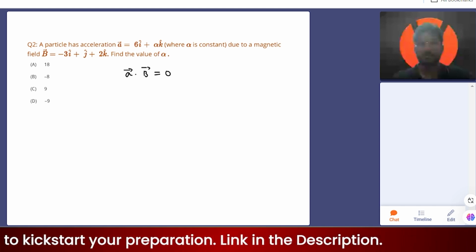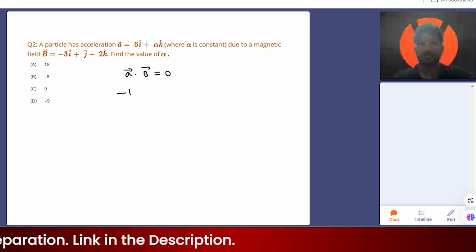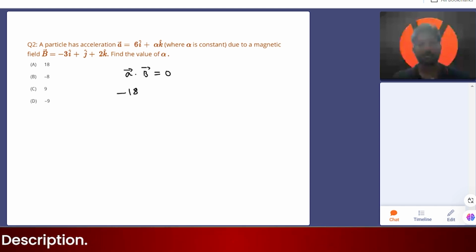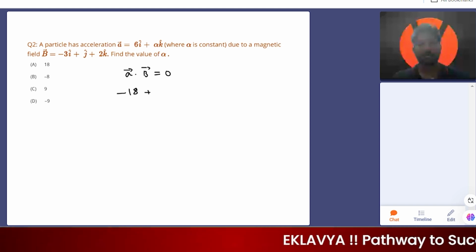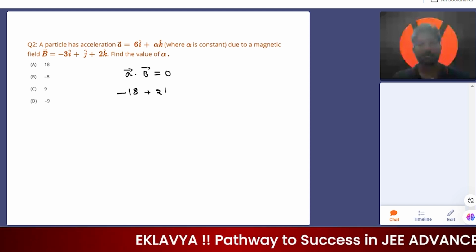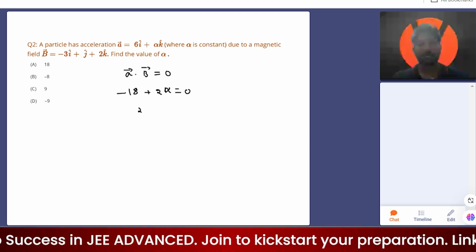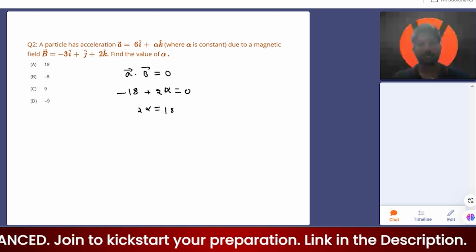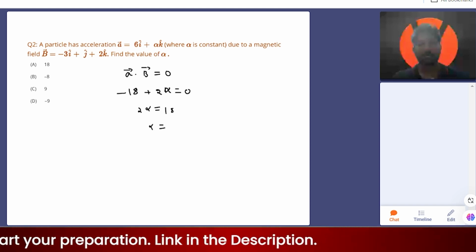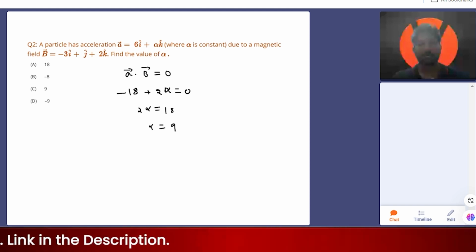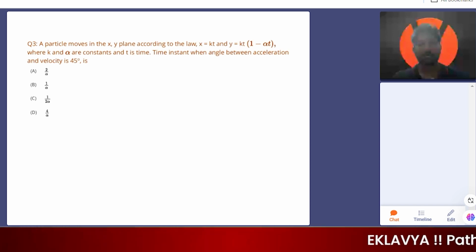As a result, if you just do the dot product of it, 6 into -3, that will be -18, plus there is no j cap in the acceleration part, there is only k cap, so that will be 2 alpha, equal to 0. That's all. So 2 alpha is equal to 18, or alpha will be equal to 9. Okay, that will be option C. Next question.